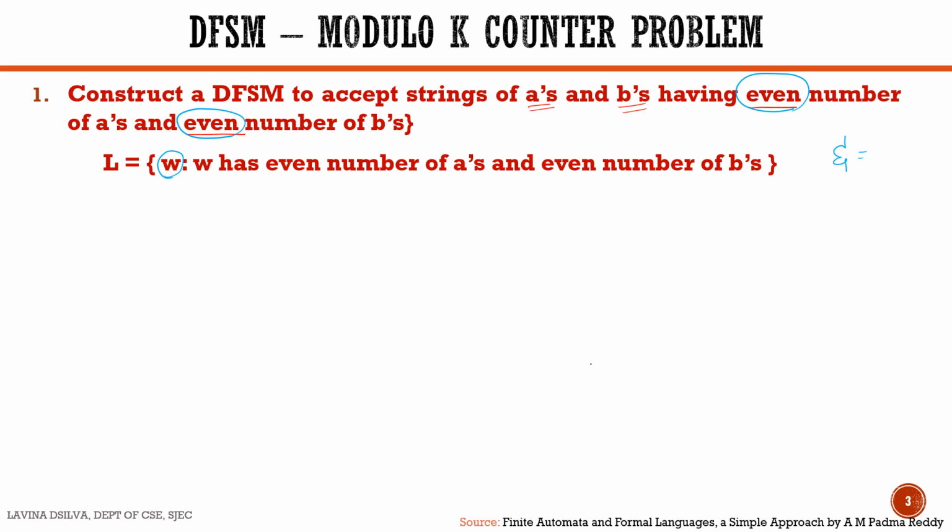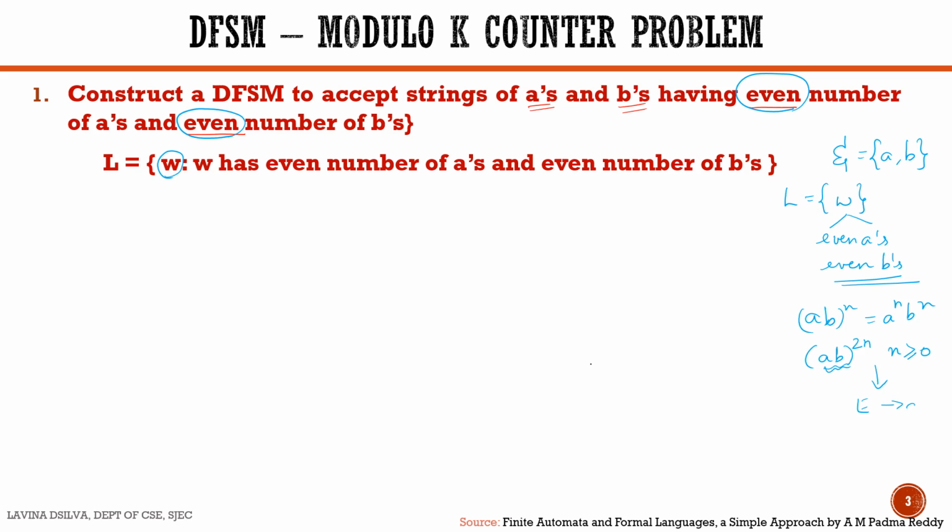Now we know that sigma is two alphabets, that is A and B. Now the language can accept strings W such that this W has to have even A's and even B's. The order is not specified here. Therefore, we can write (AB)^n. We know that (AB)^n is equal to A^n B^n. Therefore, for this question, we can write (AB)^2n, where n is greater than or equal to 0. We are not worried about the order in which the characters appear. The only concern is to have even A's and even B's.